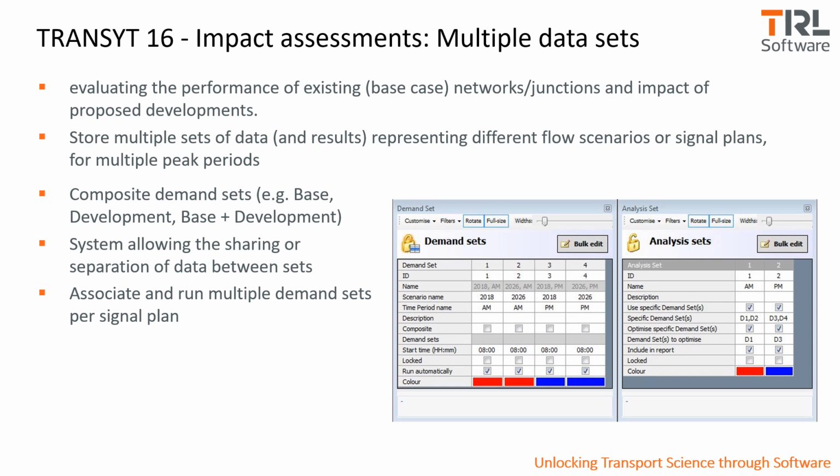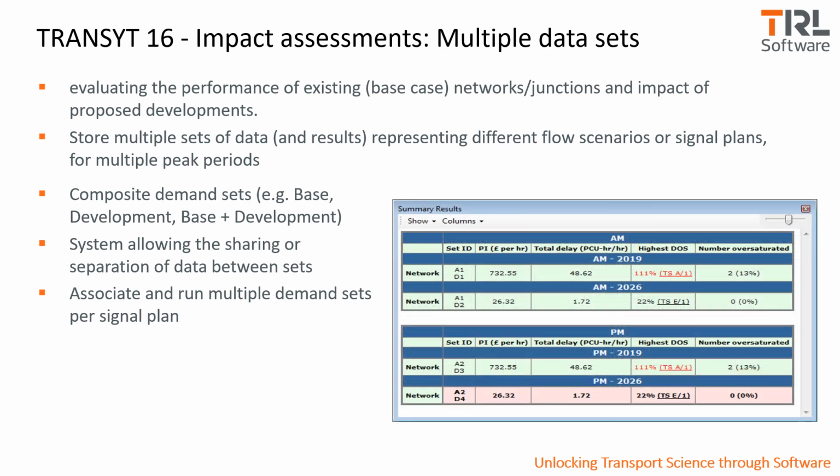You can associate and run multiple demand sets per signal plan. This is something that wasn't possible in Transit until the latest version, Transit 16. So you can have analysis set 1 running, say, demand set 1 and demand set 2. And here you've got, I think in this example here, analysis set is running D3 and D4, as shown in the grid on the far right there. And this shows you some results very easily and nicely laid out, showing you the results for 4 different sets of results here for your AM and PM, for 2 different years in this particular example here.